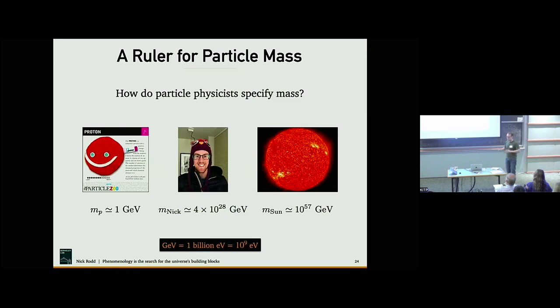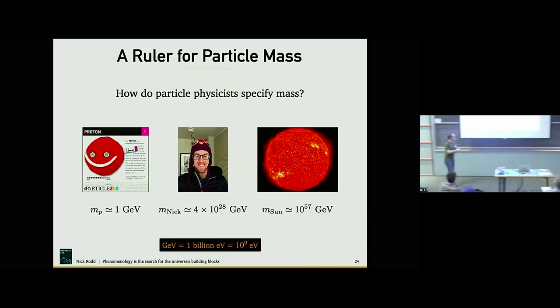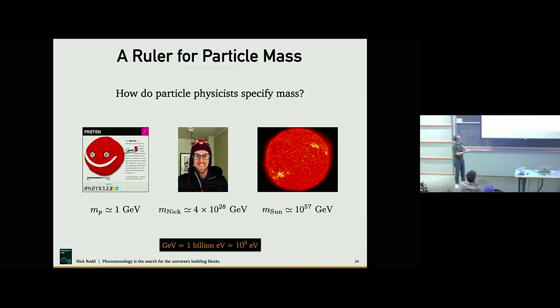It becomes slightly inconvenient if you want to develop a scale that measures human weights in GeV. I'd be a bit alarmed if I saw that when I hopped on the scale in the morning. But that's okay. We can still keep track of this. And then, of course, things naively get even worse when we go to measure, for example, how heavy the sun is in terms of GeV.